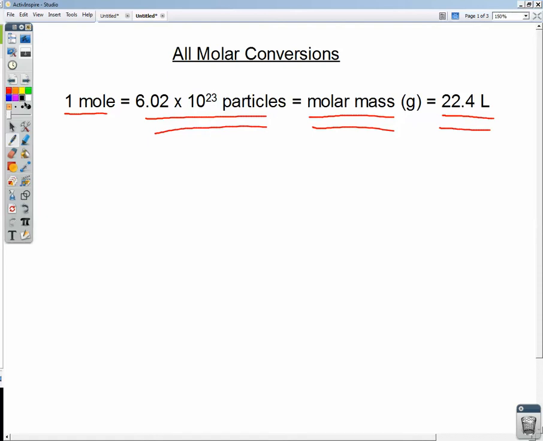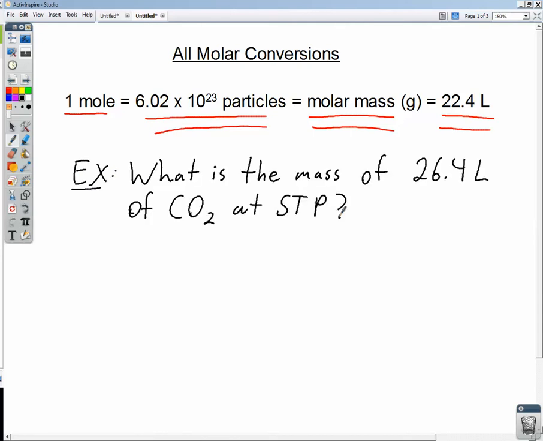So let's do our first example here. What is the mass of 26.4 liters of CO2 at STP? You don't need to worry about this at STP. Remember that our 22.4 liters is only true for 1 mole of a gas at STP. So this is just confirming, yes, we're at STP. So we need to figure out, what are we converting? From what into what? We are converting from volume into mass. So volume to mass.